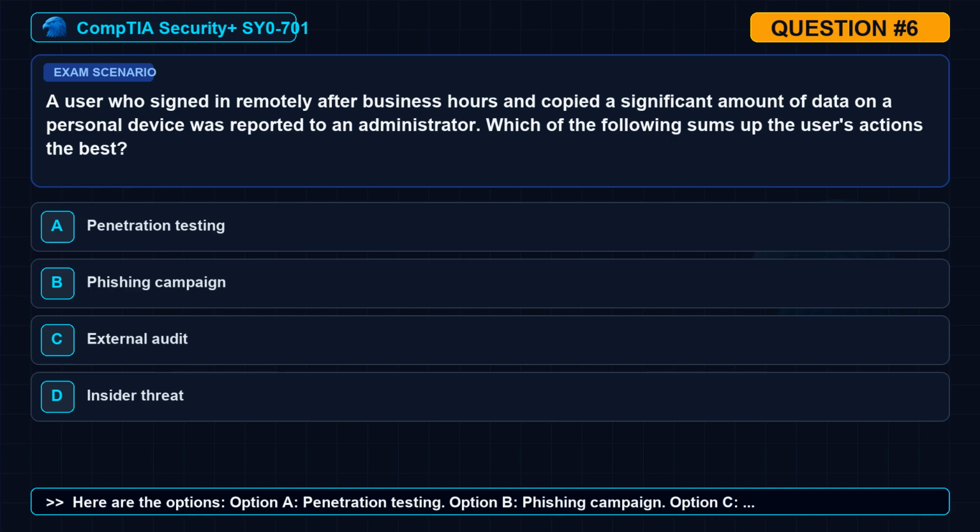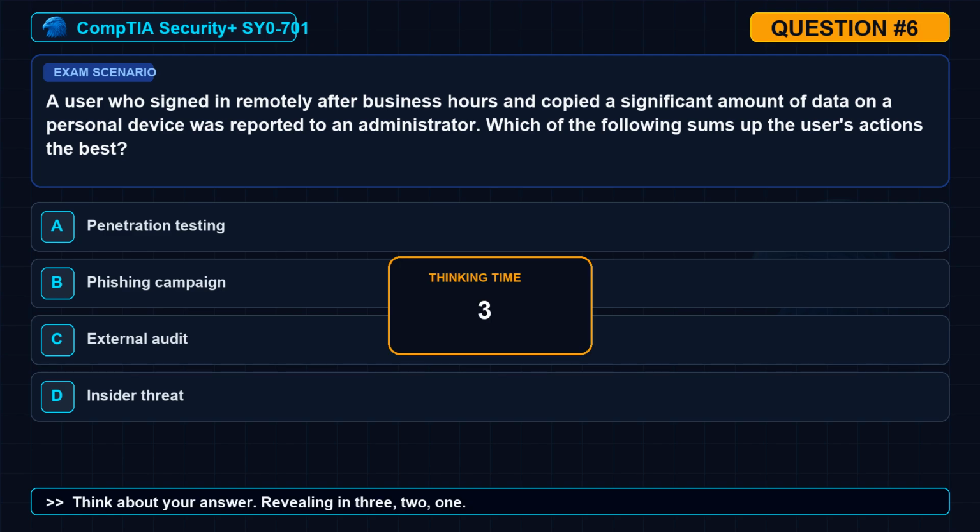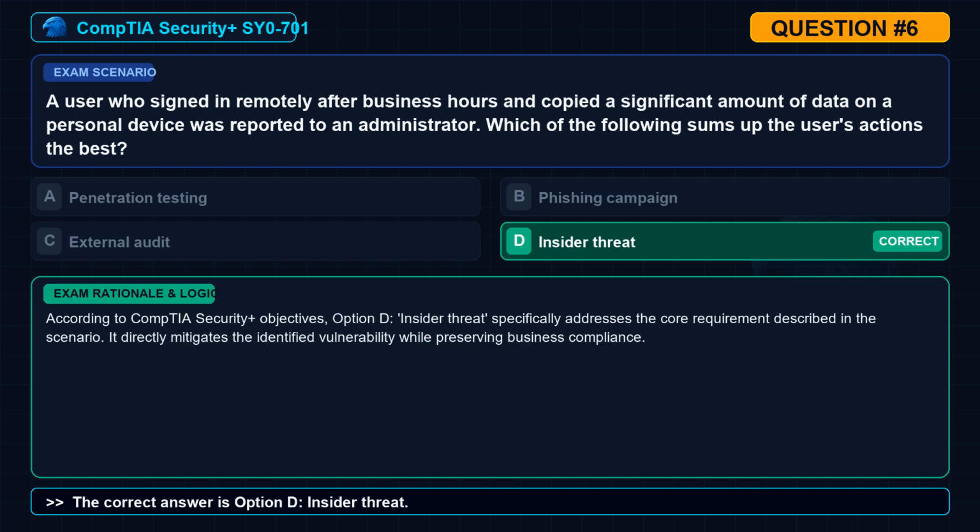Here are the options. Option A, penetration testing. Option B, phishing campaign. Option C, external audit. Option D, insider threat. Think about your answer. Revealing in 3, 2, 1. The correct answer is option D, insider threat.